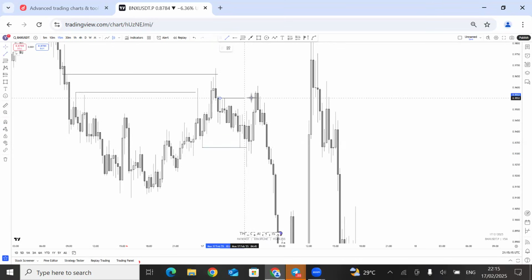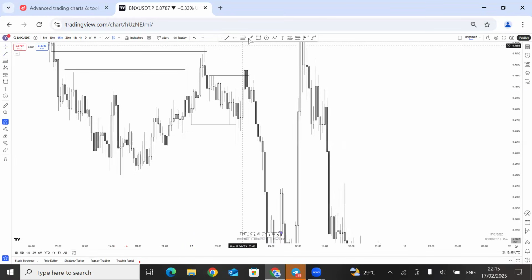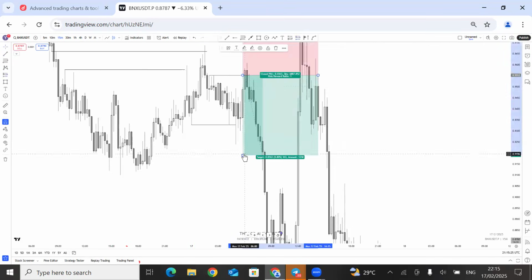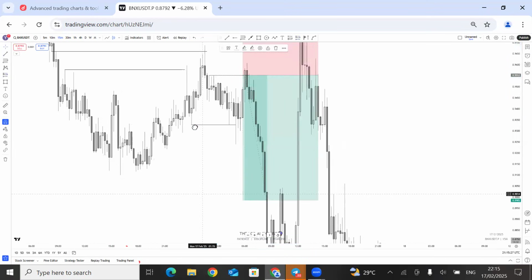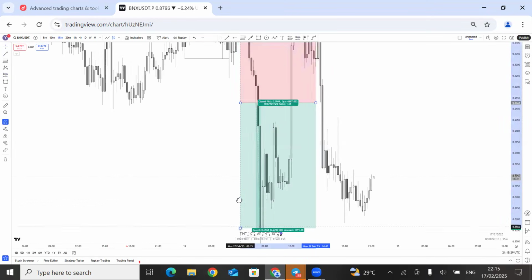Then here should be your liquidity, your inducement liquidity. So this is where you should enter. After price comes again to your inducement, this is where you should enter for a sell. We target right to this low.